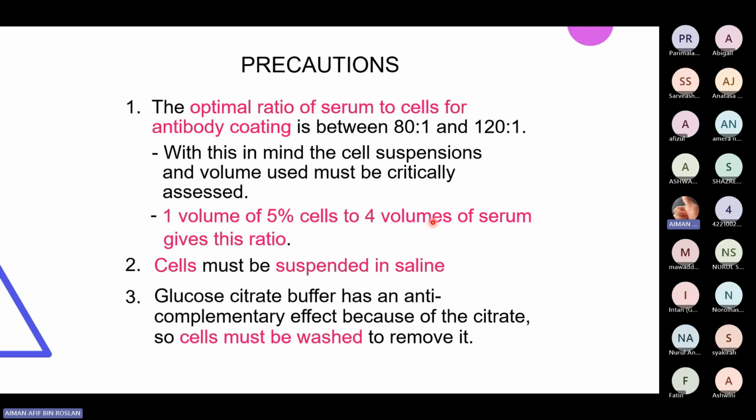Okay, for the precautions, first, the optimal ratio of serum to cells for antibody coating is between 80 and 120 to 1. With this in mind, the cell suspension and volume used must be critically assessed. One volume of 5% cell suspension to 4 volumes of serum gives this ratio. Cells must be suspended in saline. Glucose citrate buffer has an anti-complementary effect because of the citrate, so cells must be washed.